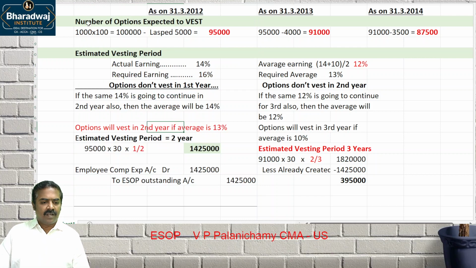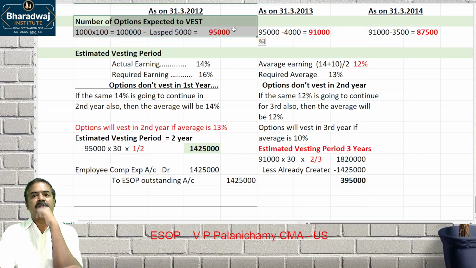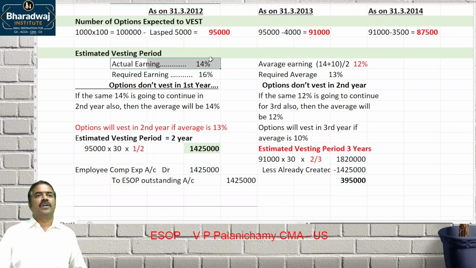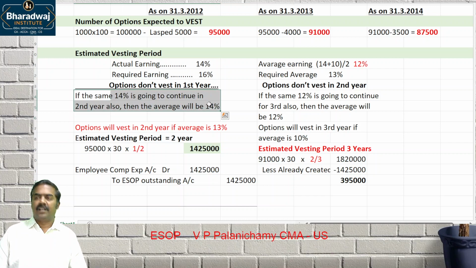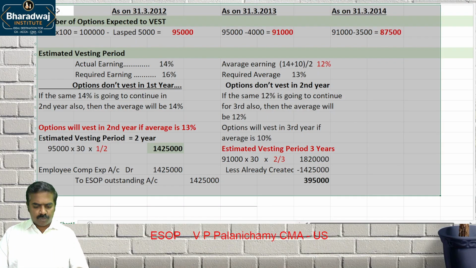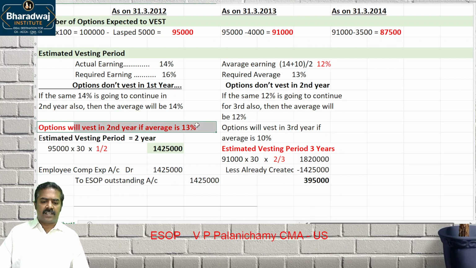Pay attention. At the end of the first year, any doubt in this 95,000? How 95,000? 1 lakh, 5,000 lapsed. How many options are there? 95,000. At the end of the first year, what is your actual earning? What is the required earning to get the option in the first year itself? 16%. So do options vest in the first year? No. Think yourself. How much did you earn in the current year? If the same earning continues in the next year, what will be your average? 14%. As per the problem, it says option will vest in the second year if the average is how much percentage? 13%. So for the first and second year, if the average is 13%, the option is exercisable in the second year.